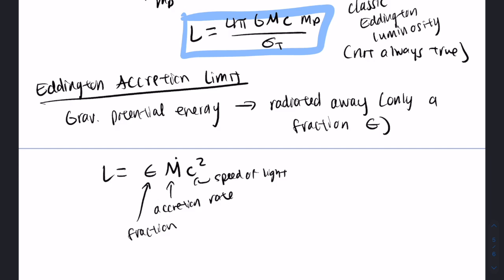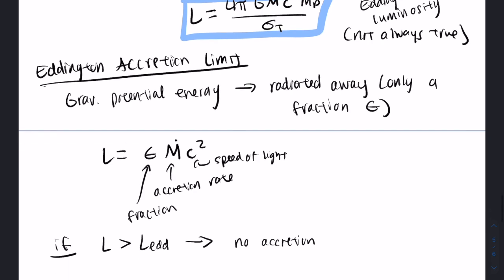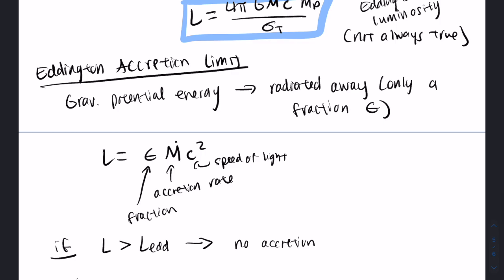Now, importantly, if this accretion luminosity is greater than the Eddington luminosity, which remember is the point where radiation pressure balances gravity, then your radiation pressure is stronger than the force of gravity. And instead of being able to accrete onto the star, you won't be able to have accretion, because the radiation pressure is going to be too great to allow material to fall onto the star. So if the luminosity of this flow is greater than the Eddington luminosity, you're not going to have accretion.